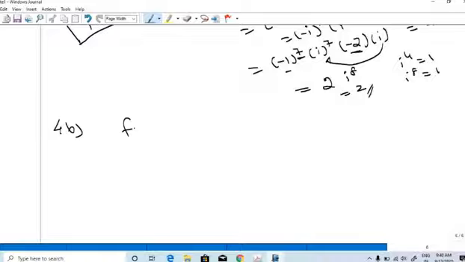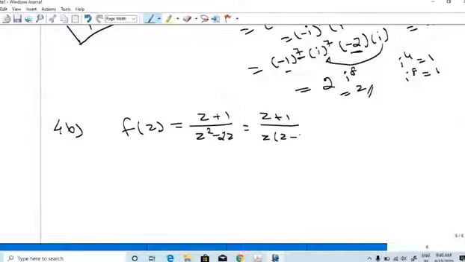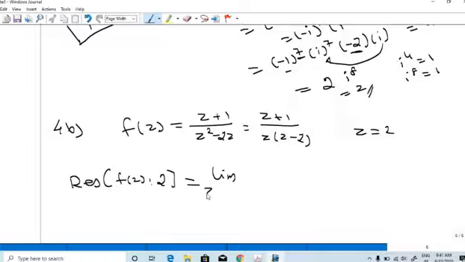So what is f of z? f of z equals z plus 1 by z square minus 2z, which equals z plus 1 by, if we take z outside, z into z minus 2. Therefore, z equal to 2 is a pole of order 1. So the residue of f of z at the point 2 is the limit as z goes to 2 of 1 by m minus 1 factorial, where m is 1 here.